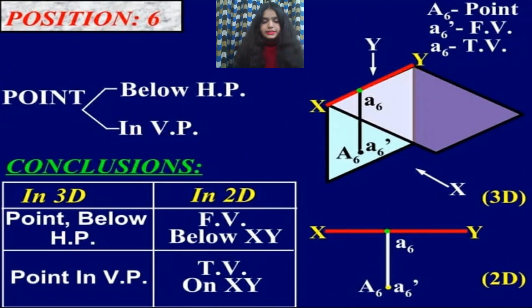The next case: before, the point was above, and now the point is below HP but in VP. So in 2D you are going to make it on the front view. Where will the front view be? The front view will be below XY and the top view will be on XY. So you'll make the top view on XY and the front view below.